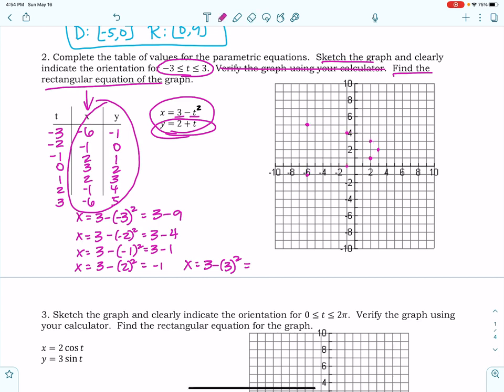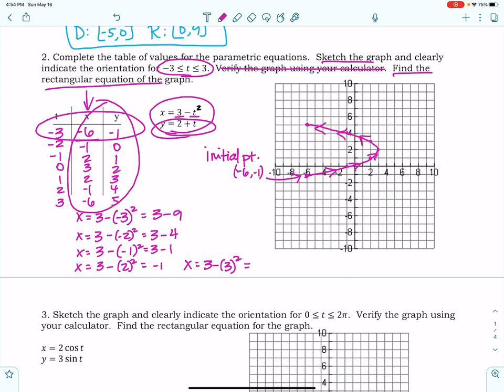Let's try that again, try to do it a little bit better. Okay, there we go. So our initial point, remember we always want to put that on our graph. So our initial point is right here where we start at t equals -3 because we're moving from negative to positive. So that's going to be at -6, -1, right there, groovy. And then of course it's moving in this direction.